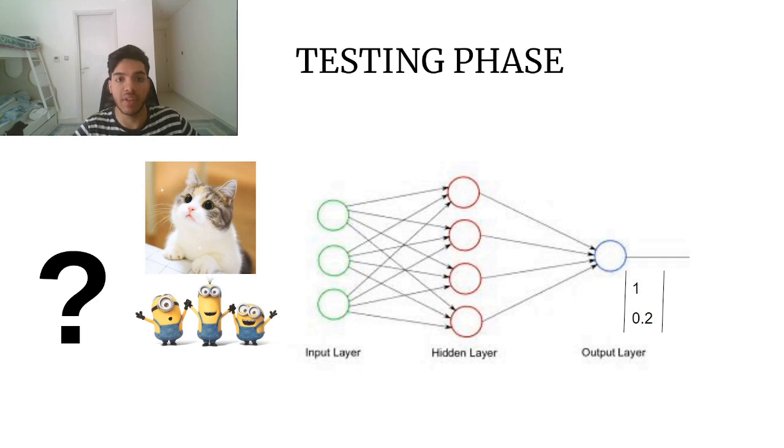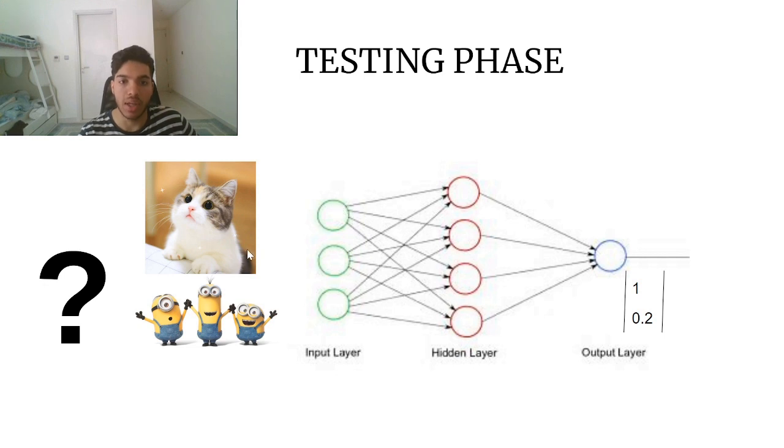Then we have the testing phase. This is where we evaluate the performance of our model to see if it actually works as we expect it to. This time we're going to pass in images, but we're not going to pass in any labels. We want our model to tell us whether this image contains a cat or not.